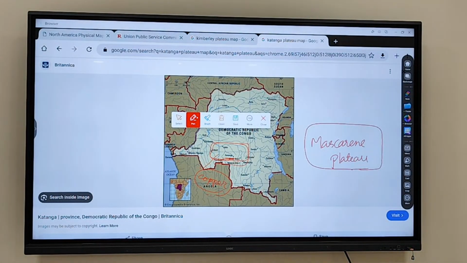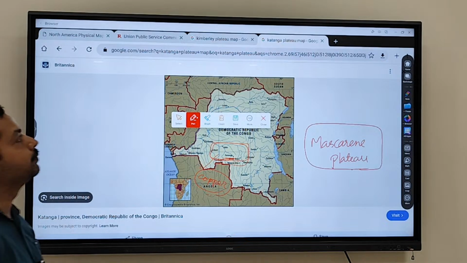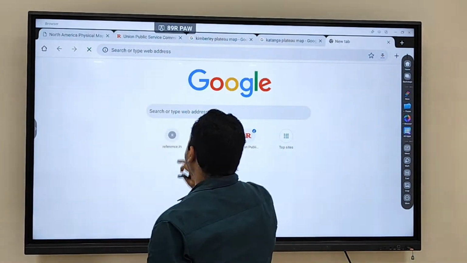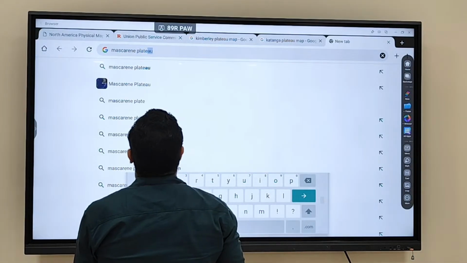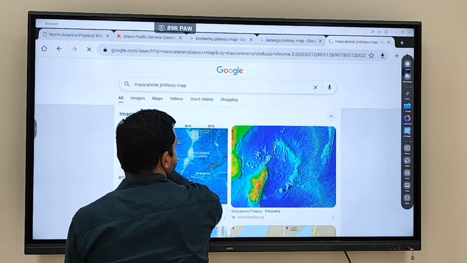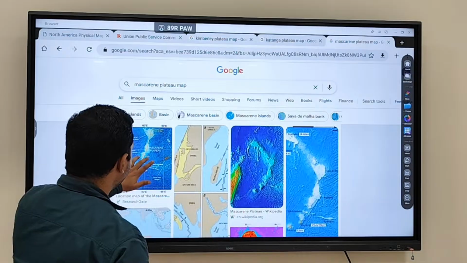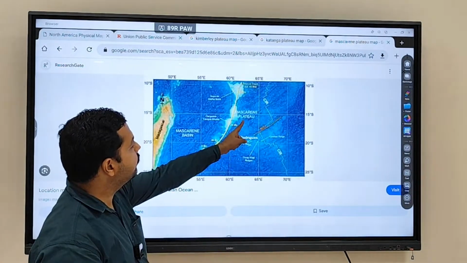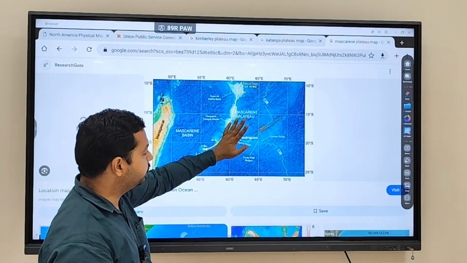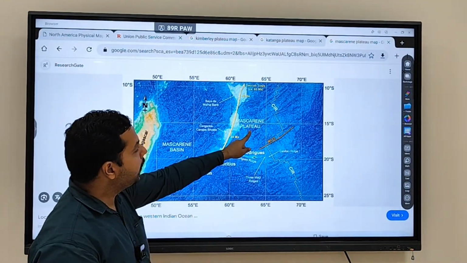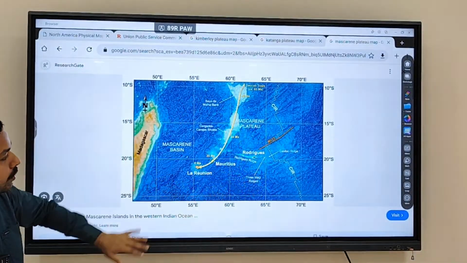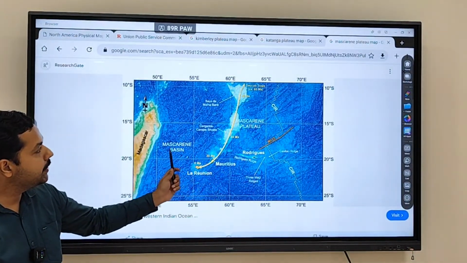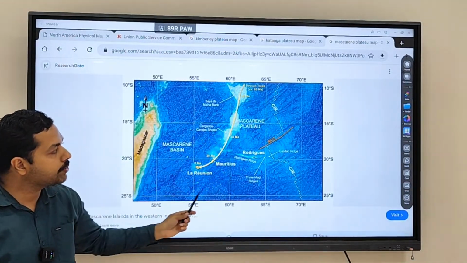Next important is Mascarene Plateau. Another plateau you write down, Mascarene Plateau. Now where will you find this plateau? Here you are finding it written as Mascarene Plateau. So this plateau is lying in the Indian Ocean region. You can see Reunion Island, Mauritius. You can see all these Mascarene Plateau lying in the Indian Ocean region.